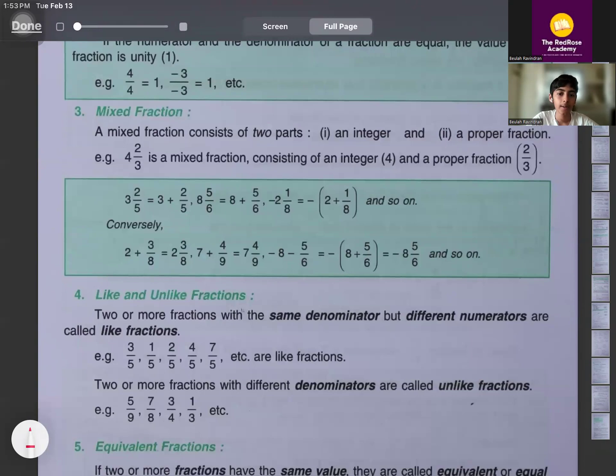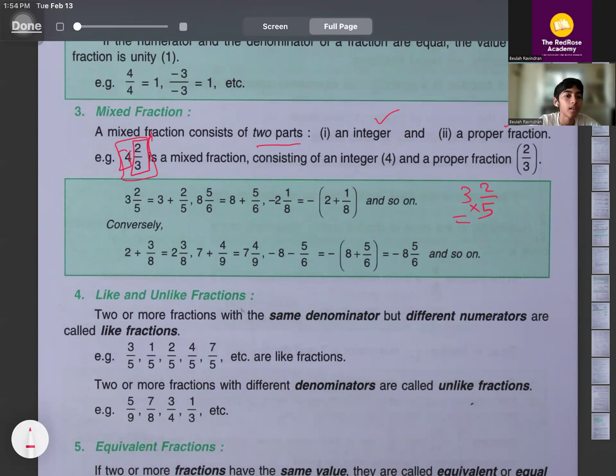A mixed fraction should be expressed like this. It consists of two parts: an integer and a proper fraction. That is the mixed fraction. If you want to change the mixed fraction, it will become improper. How can you do it? You have to convert it to an improper fraction.